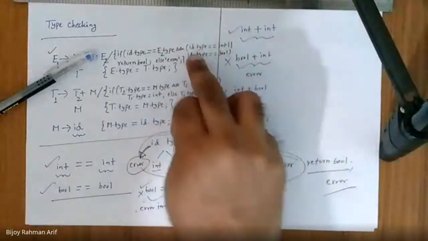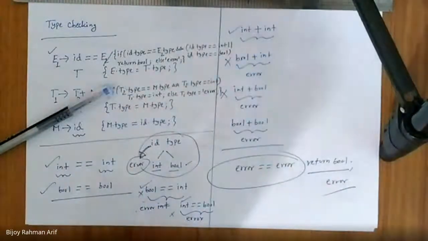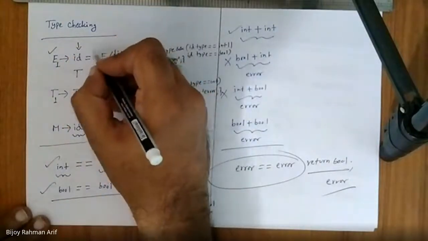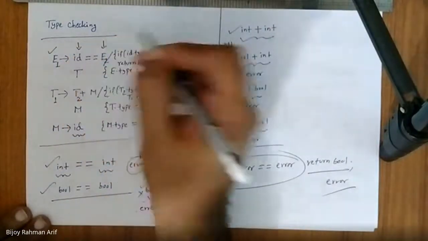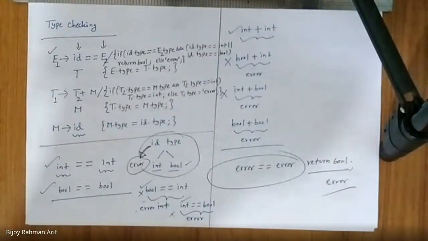Yes, sir. So that is the reason you also need to check ID dot type. At least one is integer or bool. Because if at least one is integer or bool, then whatever the right hand side, if it is error, definitely it is going to return error. So that's why one check is enough. Okay.